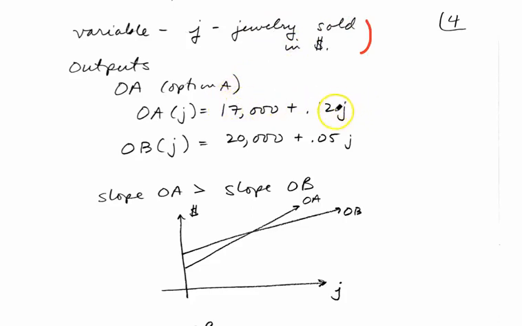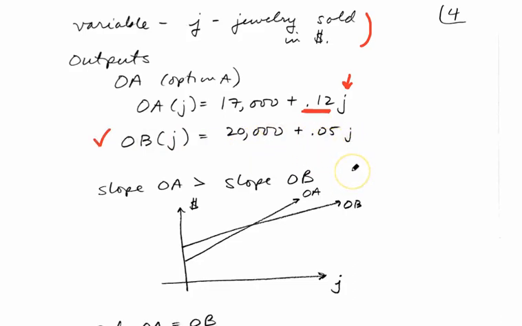It's the amount, and we say amount, not how many pounds of jewelry or number, but it has to do with how much money is made on those transactions. So here's our two functions. I'm going to call it OA for option A. That was 17,000 plus a 12% commission, and that 12% commission works on J, the amount that's sold. Option B is going to be 20,000 plus 5% commission.